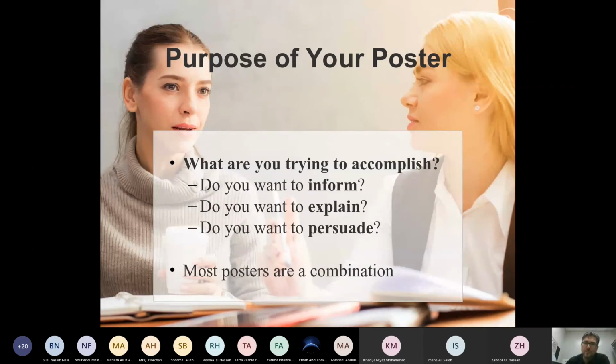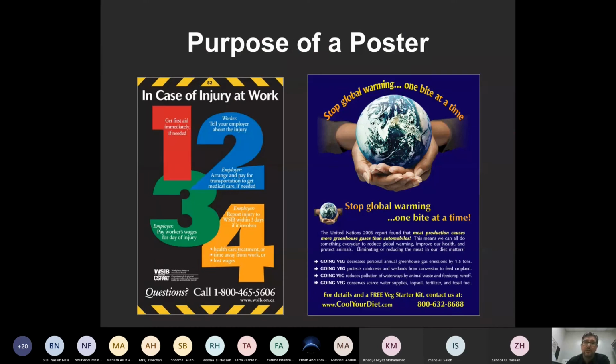So you are trying to do all three with your posters, but again, a poster of any kind will have at least one of these aims for itself as well. So if you look at some of these posters that I have here, the one on the right, in case of injury at work, very visually and very quickly, it transmits a certain bit of information to you. So it is there to kind of inform very quickly, and it tries to do this in a very, very short, very efficient way.